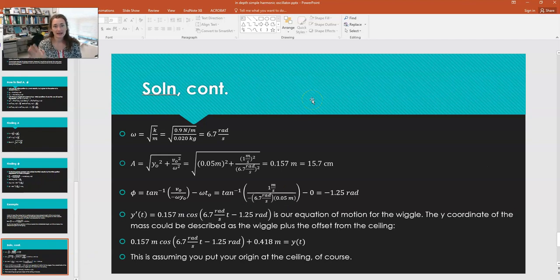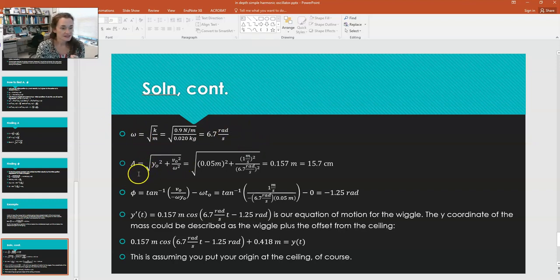Okay, now to describe the motion, I need to write my equation of motion, right? So I've got y prime is equal to A cosine omega t plus phi. So my omega is equal to the square root of k over m. And so that's going to be the square root of 0.9 newtons per meter divided by 0.02 kilograms, which gives me an angular frequency of 6.7 radians per second for this problem.